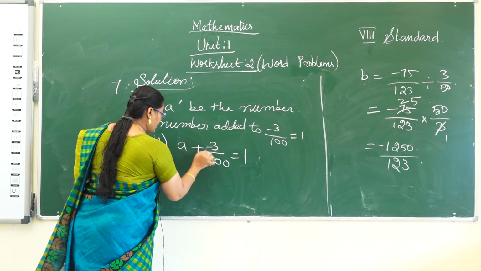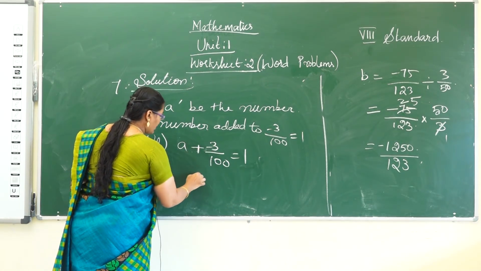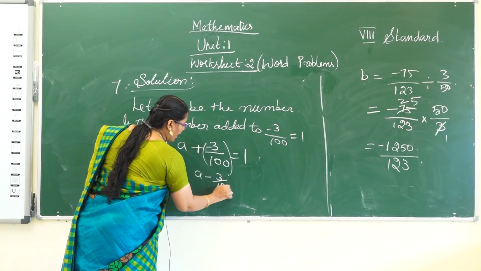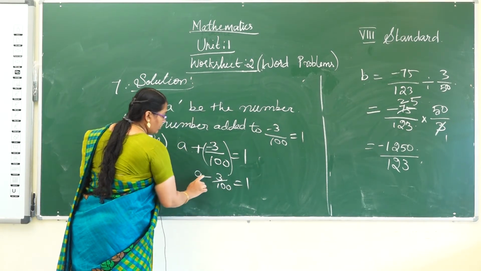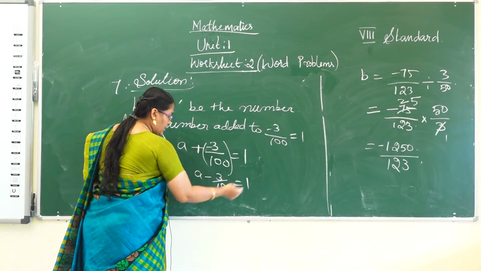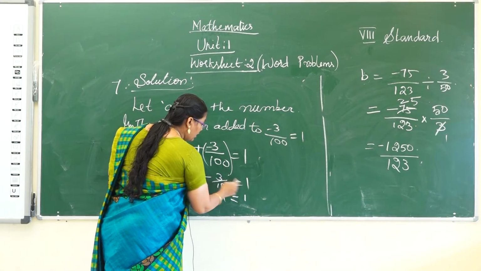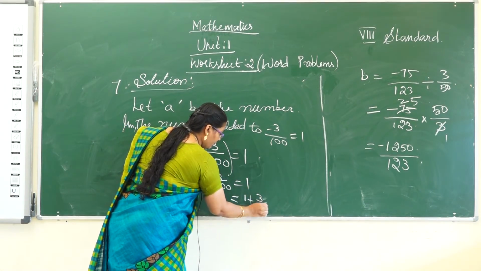So plus into minus is minus. Okay. We will write like this. A is equal to 1 and then 3 by 100. Now the minus 3 by 100 moves to that side and changes to positive by using the transpose method. So 1 plus 3 by 100.